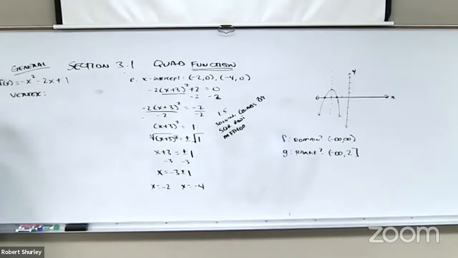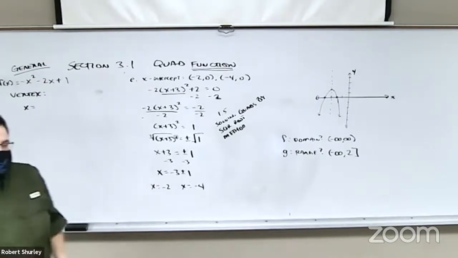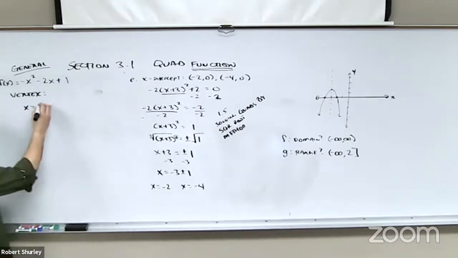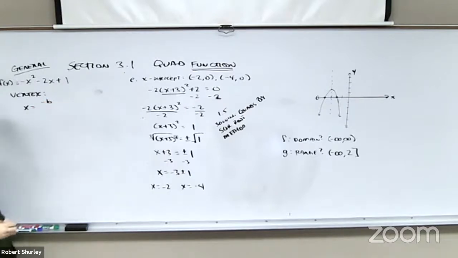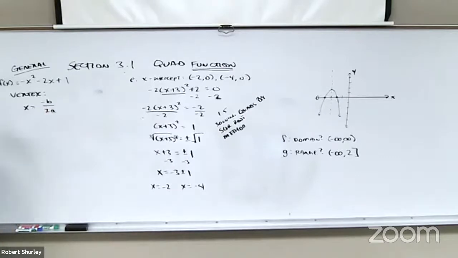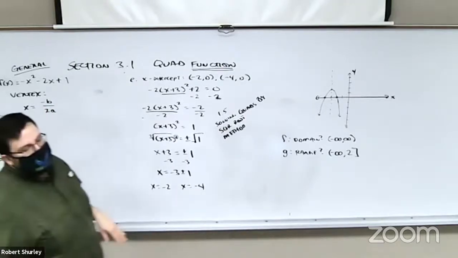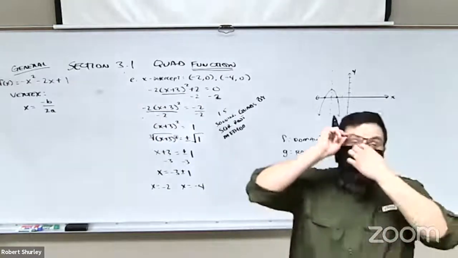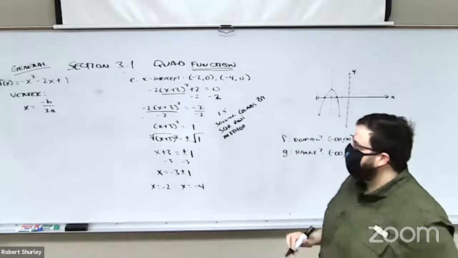If I ask you to find the vertex in general form, you start with the x value. You find the x value first. And it's the very beginning of that quadratic formula. Remember, it's negative b, and then it's all over 2a. That's where it comes from. So your x value will always be negative b over 2a.